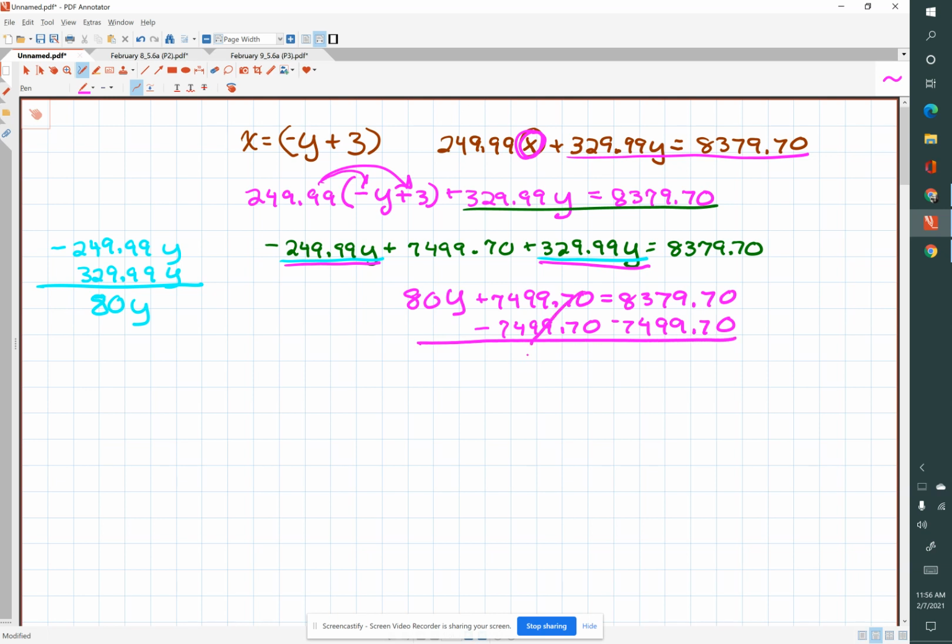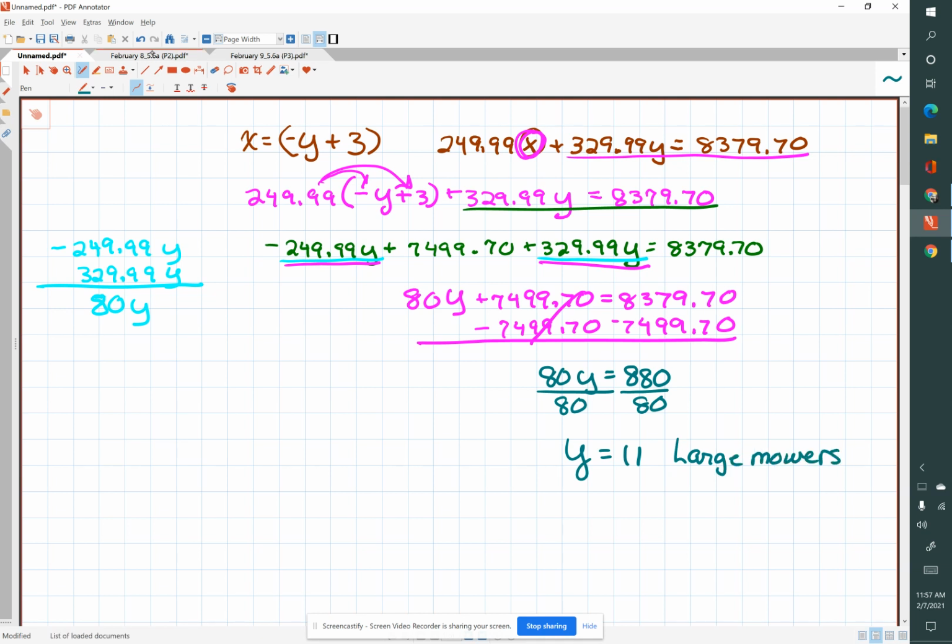Which will give us 80y equals 880. Now, we're going to divide both sides by 80, and y equals 11. Okay, what does this mean? Let's think about the problem. That means y was our large lawnmowers, so 11 large mowers were purchased.